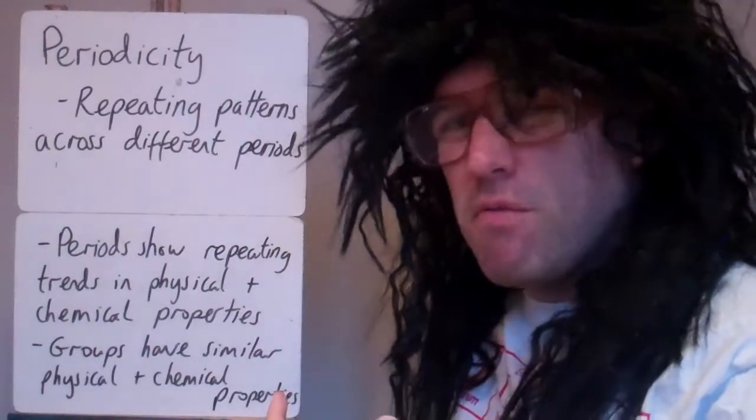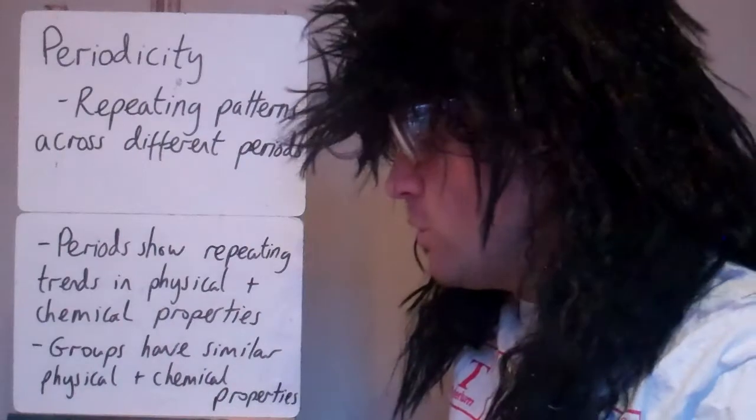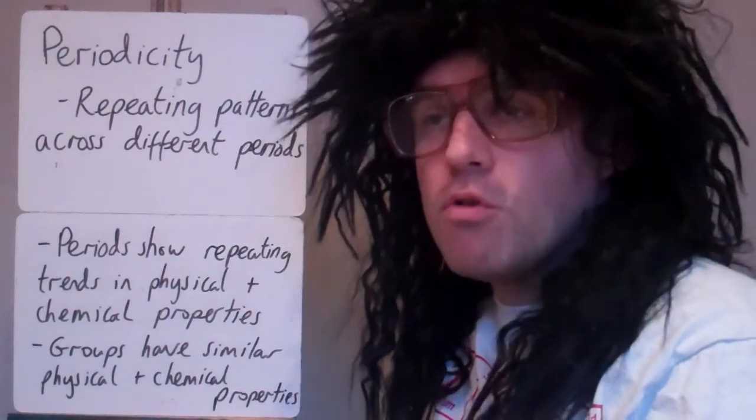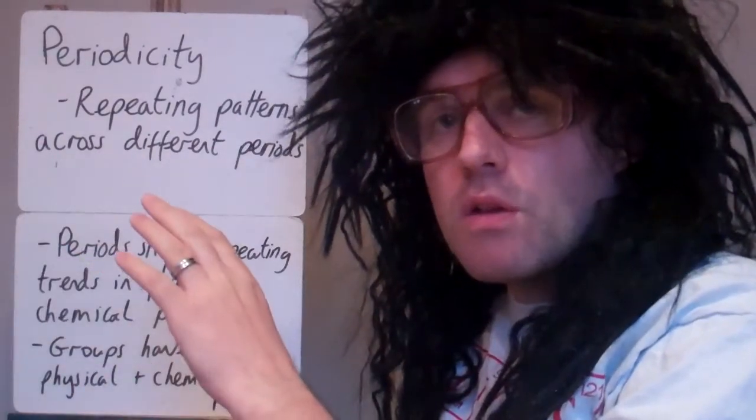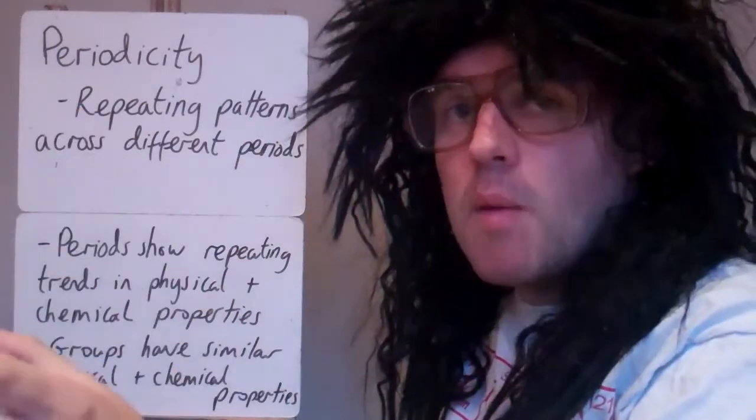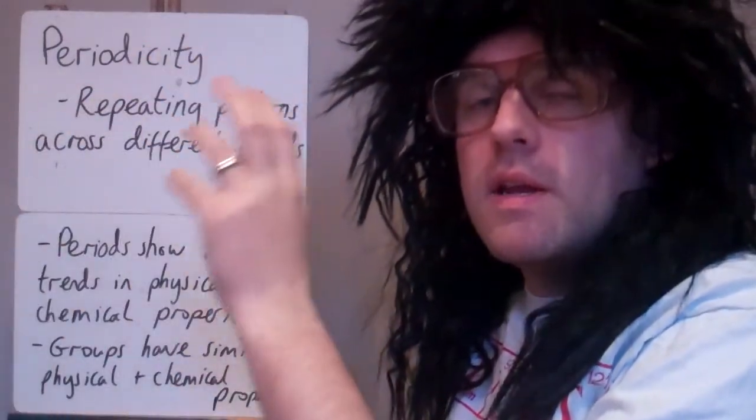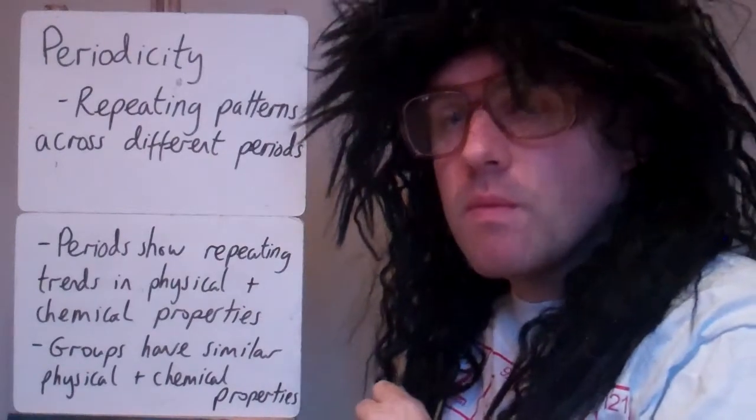The reason for that is because groups have similar physical and chemical properties. So you're always going to go across group 1, group 2, group 3 and so on. So you're always going to see the same type of properties in each group as you go across.